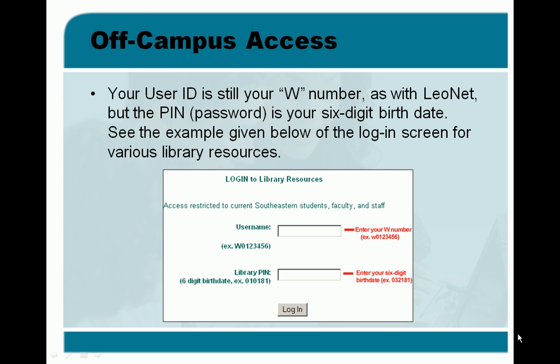If you're accessing the library at home and you're accessing an electronic database such as Academic Search Complete or ProQuest Research Library, it will require you to use a specific login. Your user ID is still your W number, as with LeoNet, but your PIN or password is your 6-digit birth date. See the example given below of the login screen for various library resources.